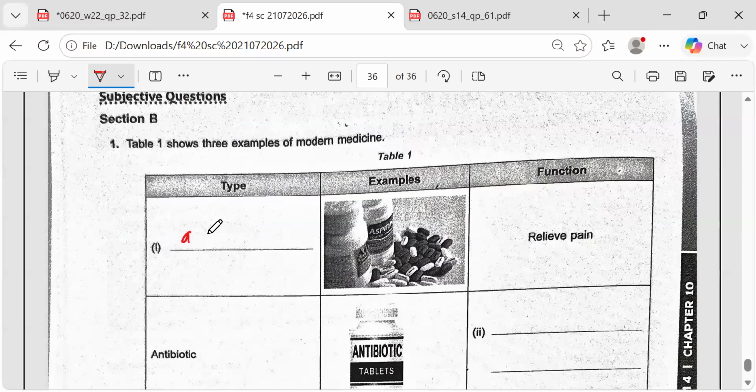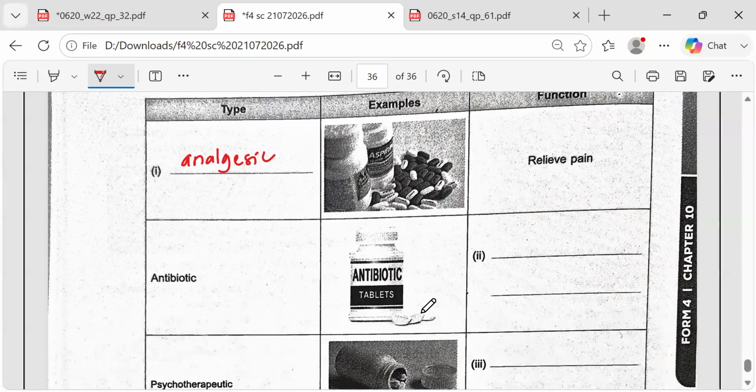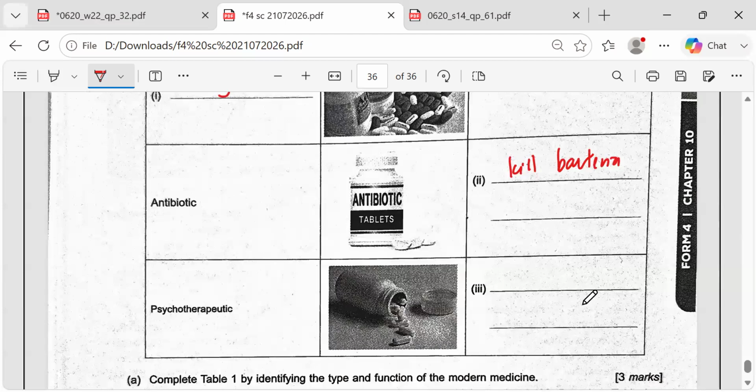This is analgesic. Antibiotic is to kill bacteria. Only bacteria, you cannot write germs because it doesn't kill viruses. Antibiotics don't kill viruses. So if you have COVID, you take antibiotics, it's no use. Psychotherapeutic is for mental illnesses or to treat psychiatric patients.